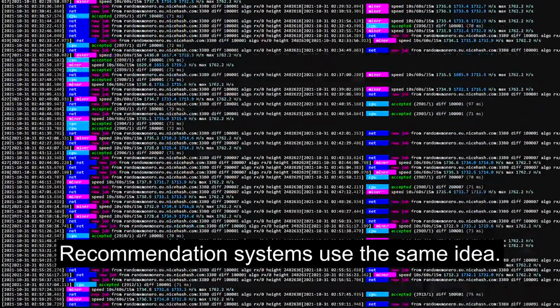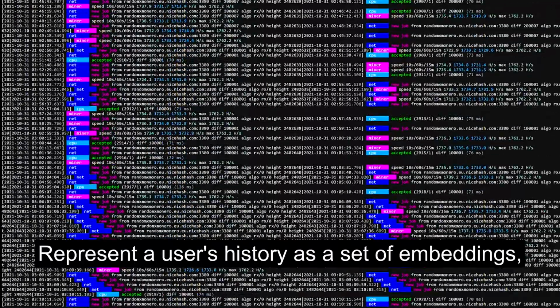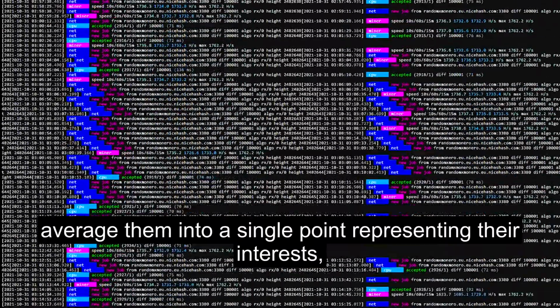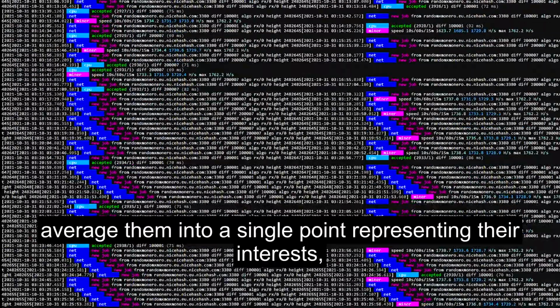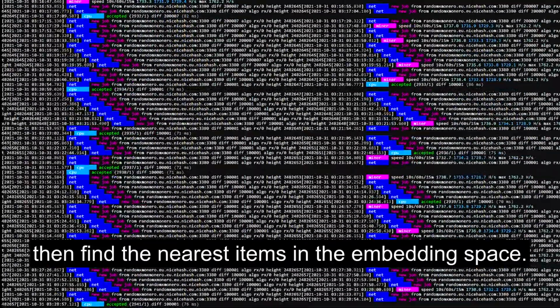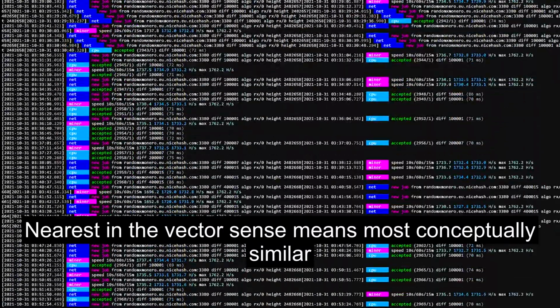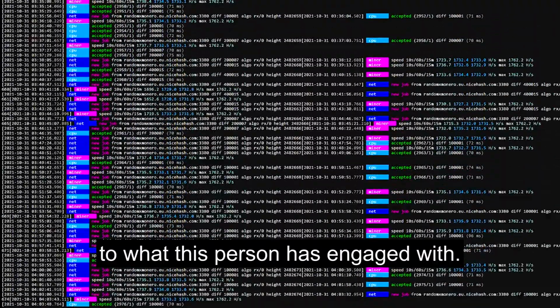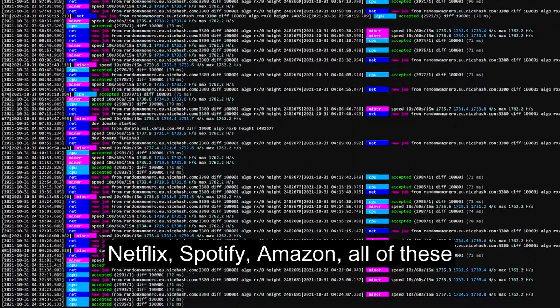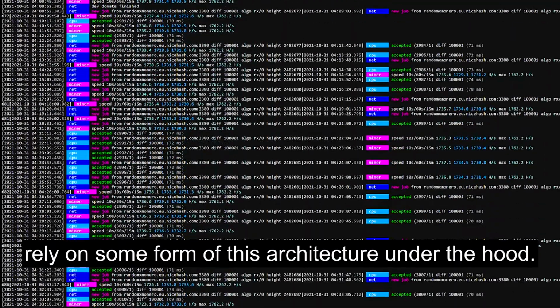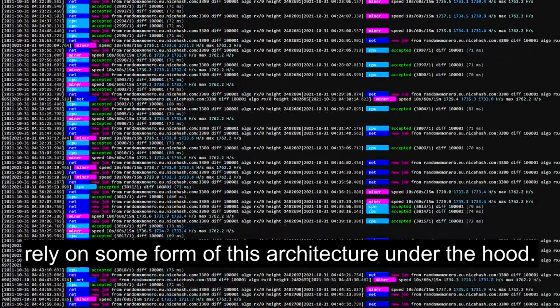Recommendation systems use the same idea. Represent a user's history as a set of embeddings, average them into a single point representing their interests, then find the nearest items in the embedding space. Nearest in the vector sense means most conceptually similar to what this person has engaged with. Netflix, Spotify, Amazon, all of these rely on some form of this architecture under the hood.